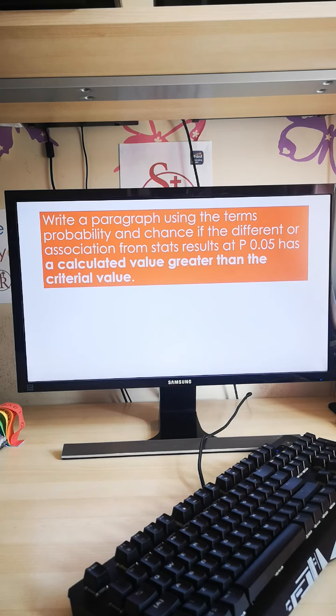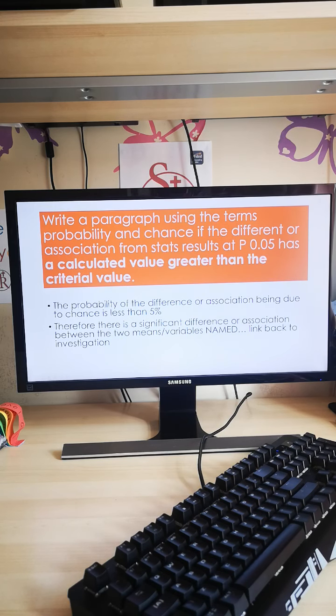Okay, so this is a recent exam question. So here is the mark scheme. Look, the probability of the difference or association being due to chance is less than 5%. Therefore, there is a significant difference or association between the 2 means or variables.